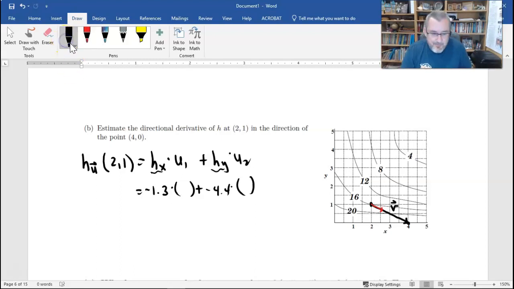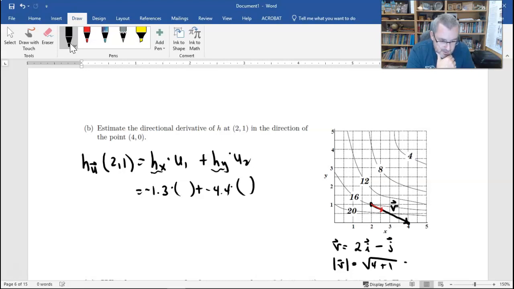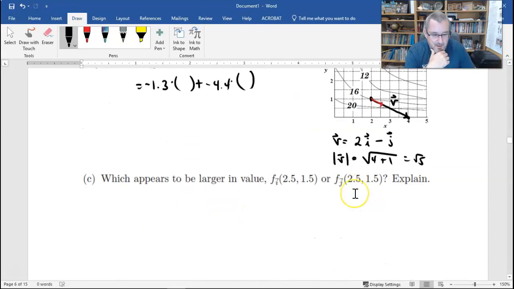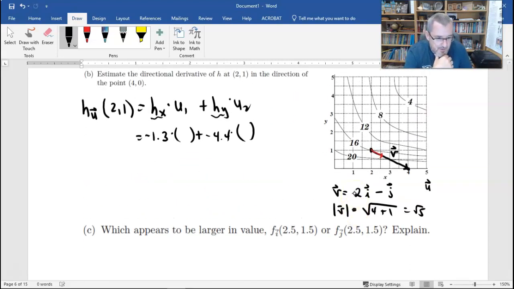And so let's see. So 2 to 4, so this is a 2i, and this is a decrease of 1, so it's a minus 1j. I'm calling this vector 2i minus 1j. So the magnitude of that vector is the square root of 2 squared, which is 4, plus 1, so the square root of 5. See, it's not a magnitude of 1, it's a magnitude of the square root of 5. And so to make my vector a unit vector, the unit vector in that direction is going to be 2 over the square root of 5 i minus 1 over the square root of 5 j.